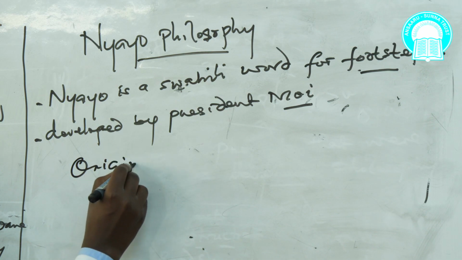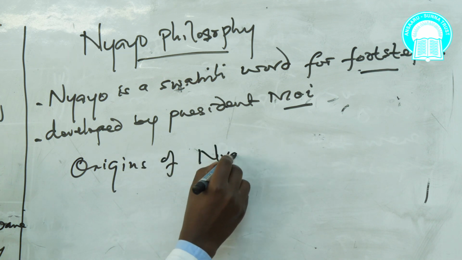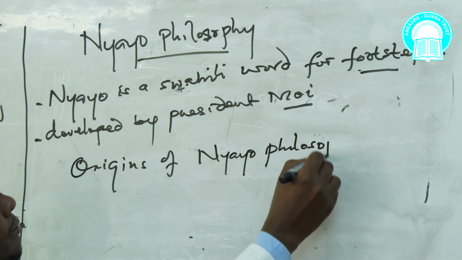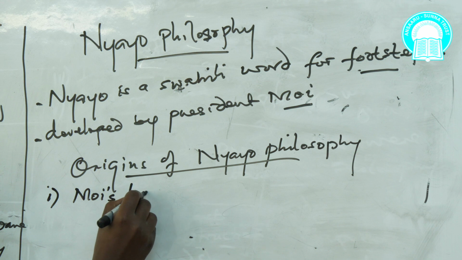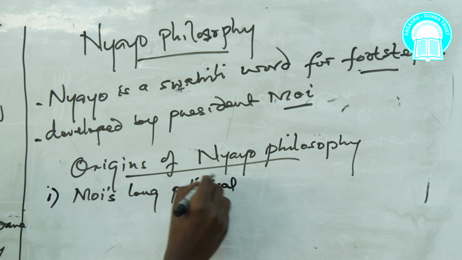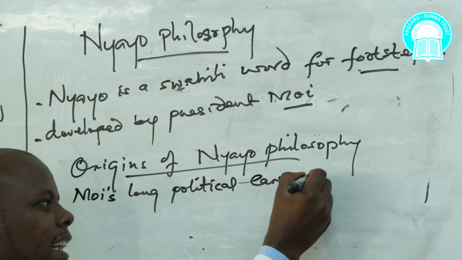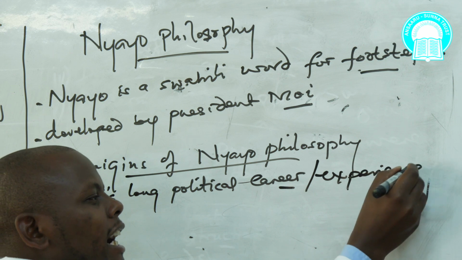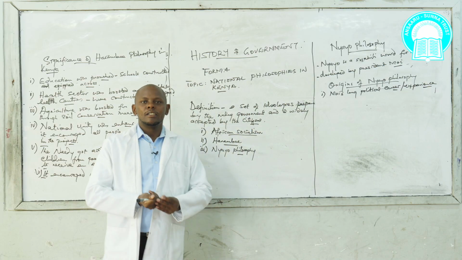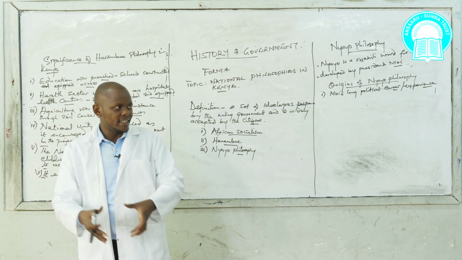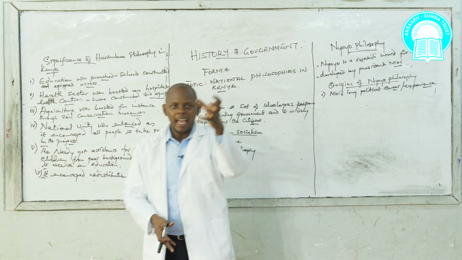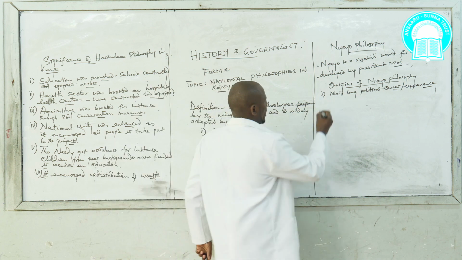Origins of Nyayo philosophy. Where did it come from? It came from a number of sources. One, Moi's long political career. That is basically experience. Moi had been Kenyatta's vice president for 12 years. So he had learned the policies that government wanted to implement, and therefore he promised Kenyans he will enforce those policies.